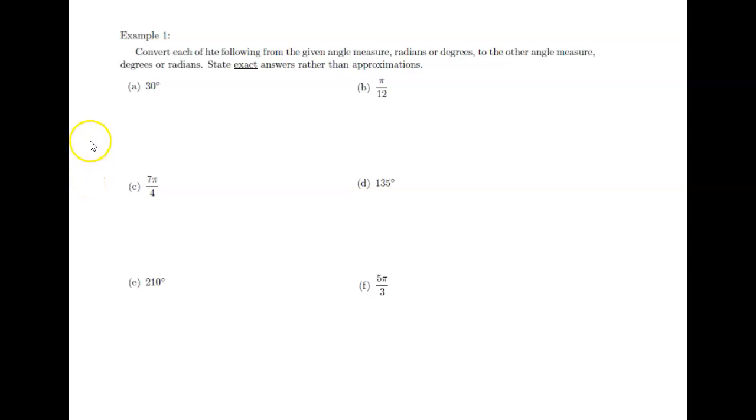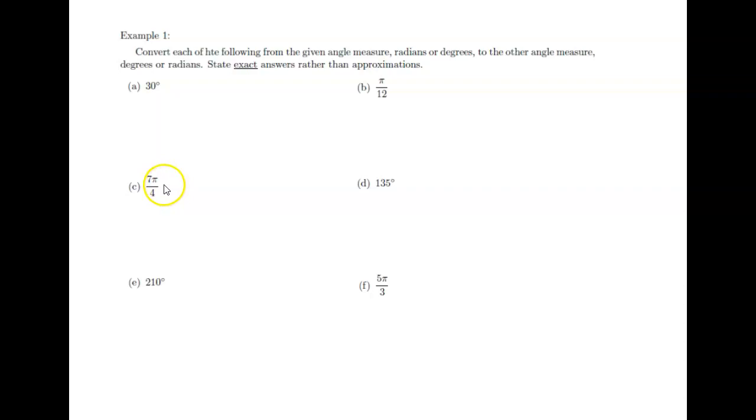In this example, we are going to convert each of the following questions from the given angle measure, either in degrees or radians, to the other angle measure. So if we're given degrees, we're going to convert it to radians. But if we are given radians, we're going to convert it to degrees. We've been asked to state exact answers rather than approximations. That means we are not going to be evaluating stuff like pi.